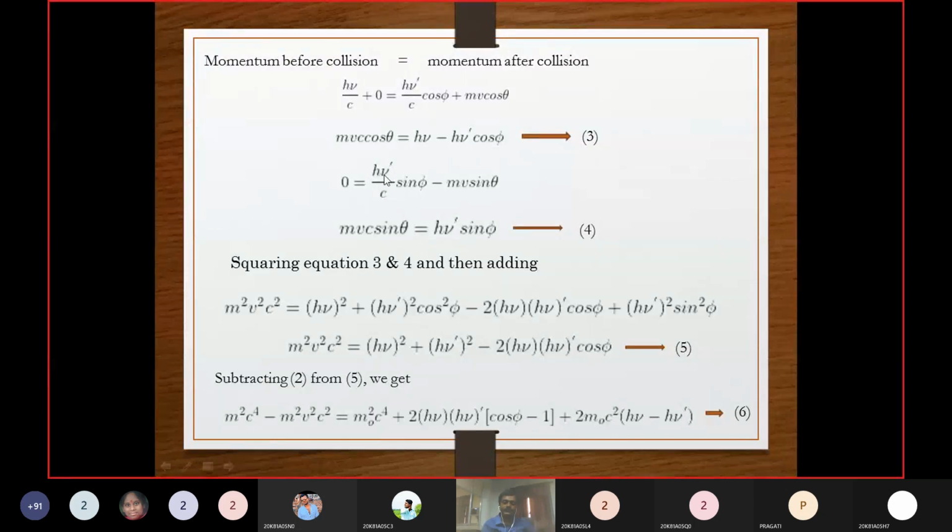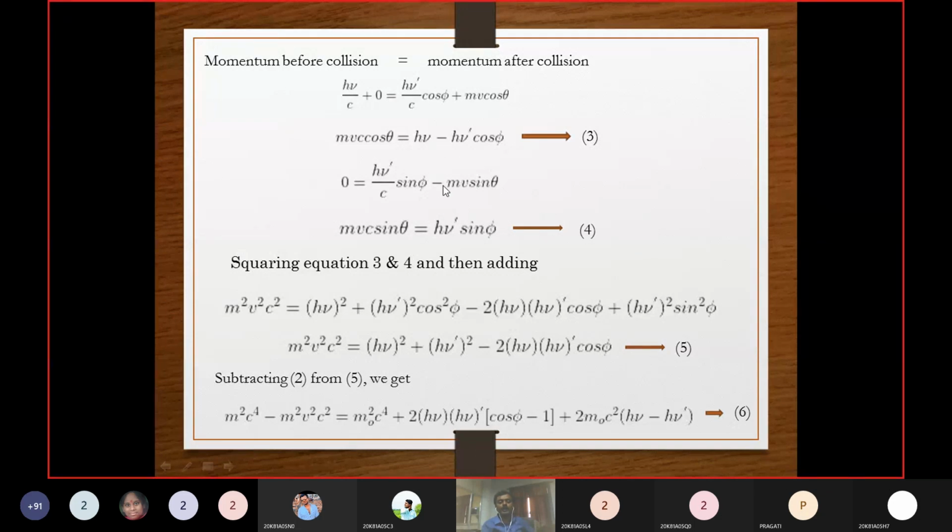So instead of p dash sin theta, we are writing h nu dash by c sin phi. Here we are taking the angle as phi, and minus mv sin theta. This is after collision. After collision, what is the momentum?